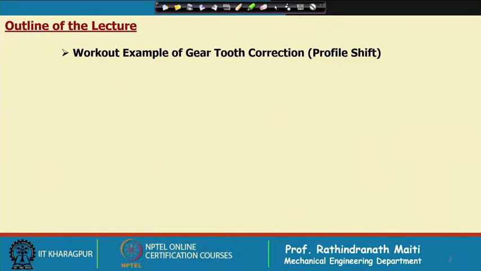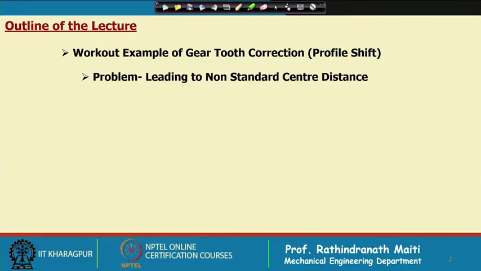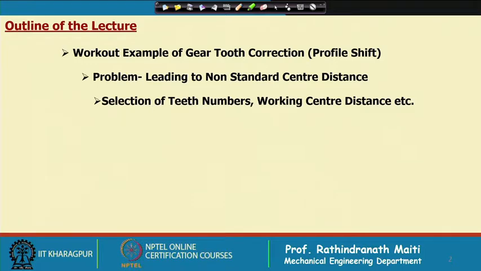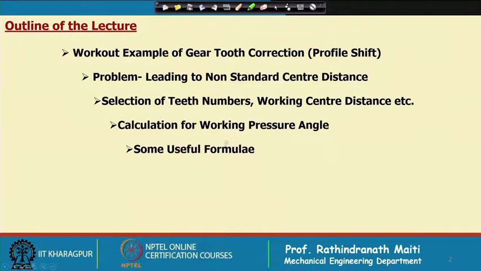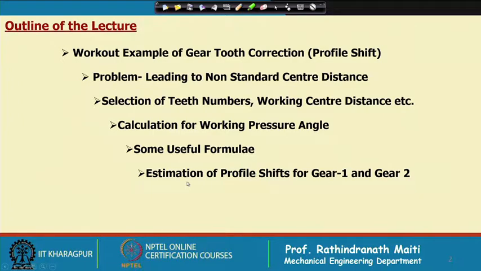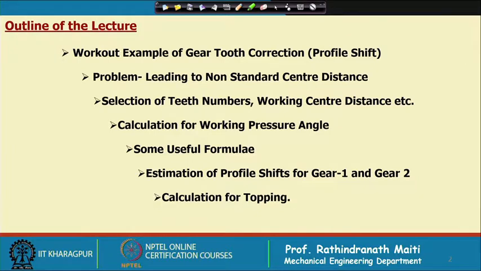Now, first of all, the example is on profile shift correction. First we pose the problem. It will lead to non-standard center distance, selection of teeth numbers, working center distance, calculation for working pressure angle, then some useful formulas, estimation of profile shifts for gear 1 and gear 2, and finally, calculation of topping.